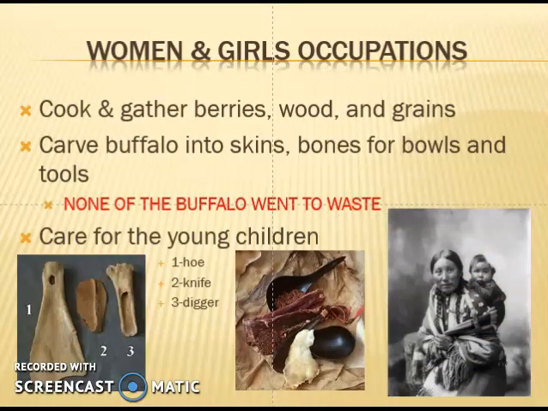Women and girls' occupations or jobs. Women and girls cooked and gathered berries, wood, and grains. They would carve buffalo into skins, bones for bowls, and tools. So none of that buffalo went to waste, and they used the buffalo hair to make rope.